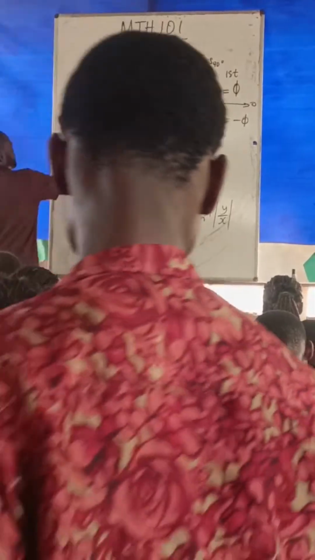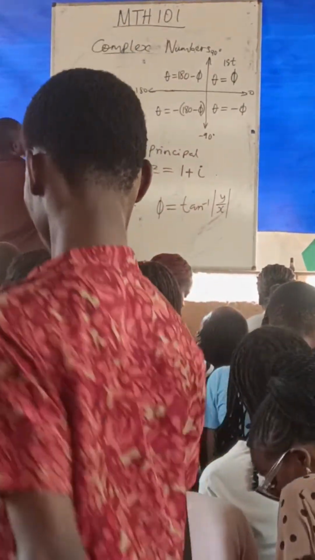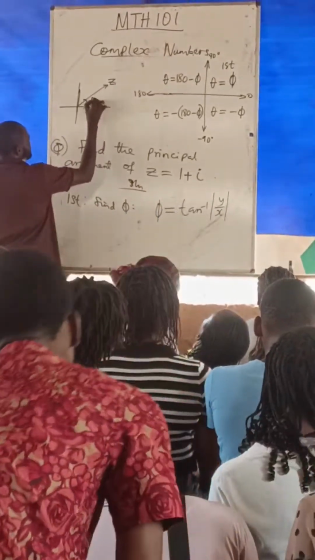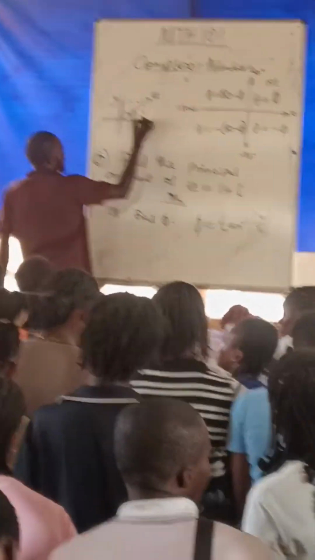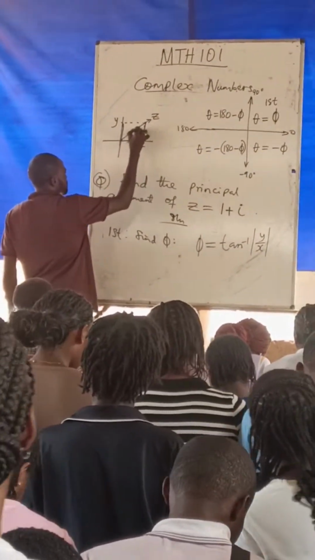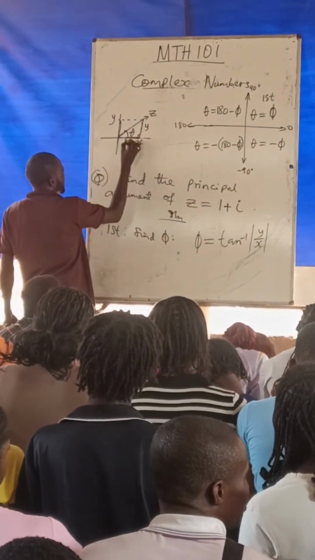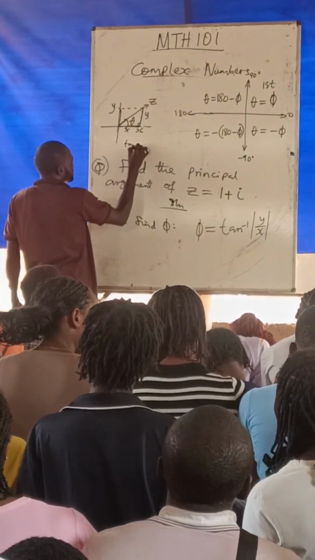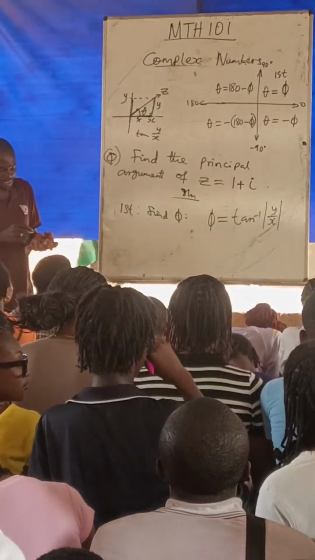Remember when I plotted a complex number for you? This is the complex number. This is theta. This is the value of y, and the x value is here. This is a right angle triangle now. Can you see? In this right angle triangle, there is y, here is x, and theta will become y over x. So theta will be tan inverse. That is how it came.